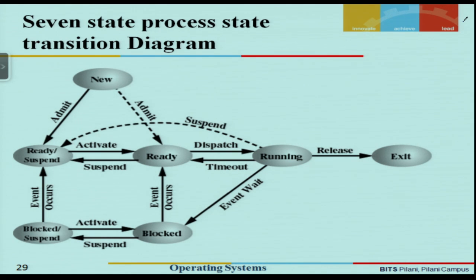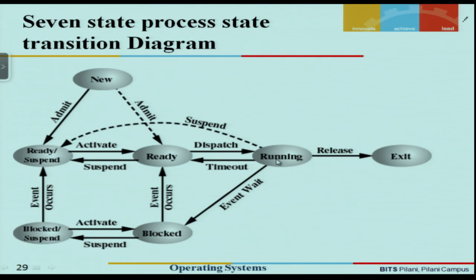So let us just recollect the previous session. We had talked about this particular diagram, that is a seven-state process state transition diagram. When any process begins, it joins in a new state, and then from the new state it goes into a ready state at some point of time, and then the dispatcher dispatches the ready process. It goes to the running state, and from running it can go to the exit once it terminates.